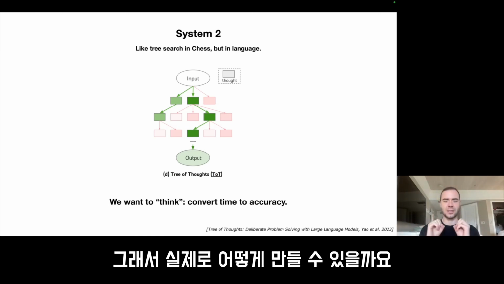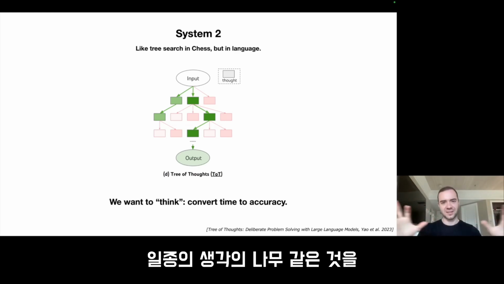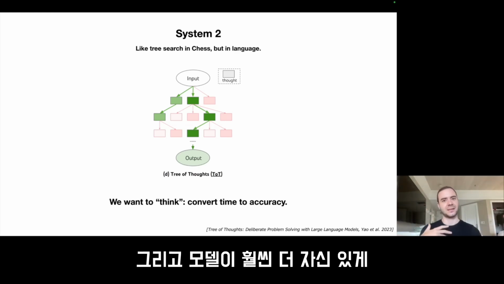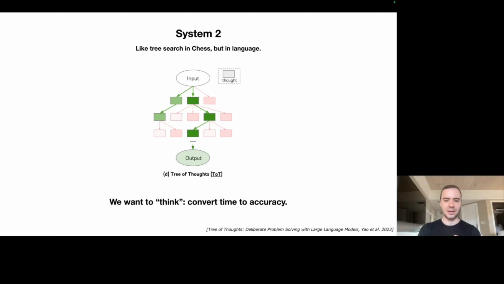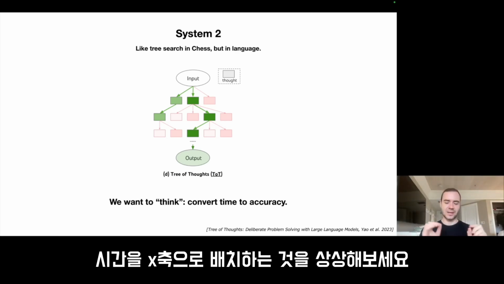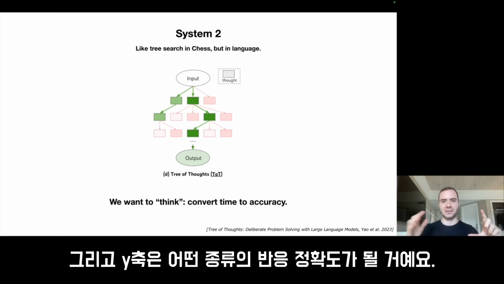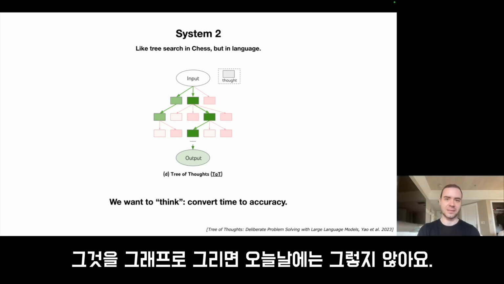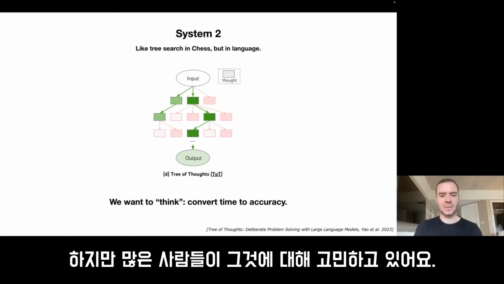So how can we create a tree of thoughts, think through a problem, reflect and rephrase, and then come back with an answer that the model is a lot more confident about? You can imagine laying out time as the x-axis, and the y-axis would be the accuracy of some kind of response. You want to have a monotonically increasing function when you plot that. Today that is not the case, but it's something a lot of people are thinking about.